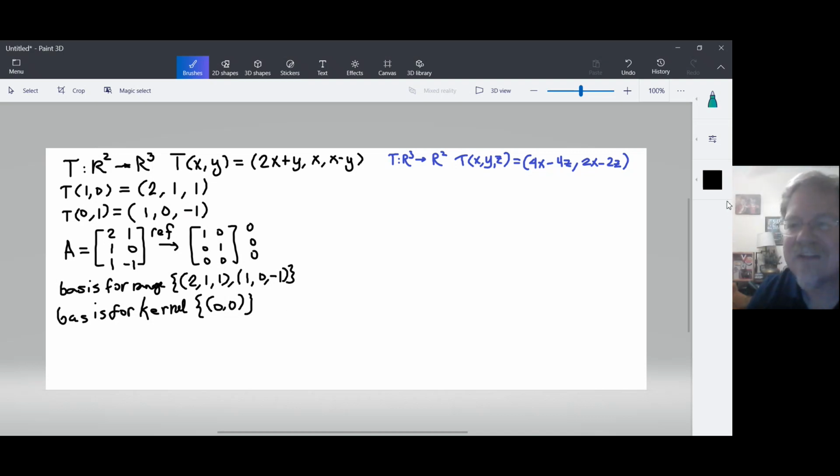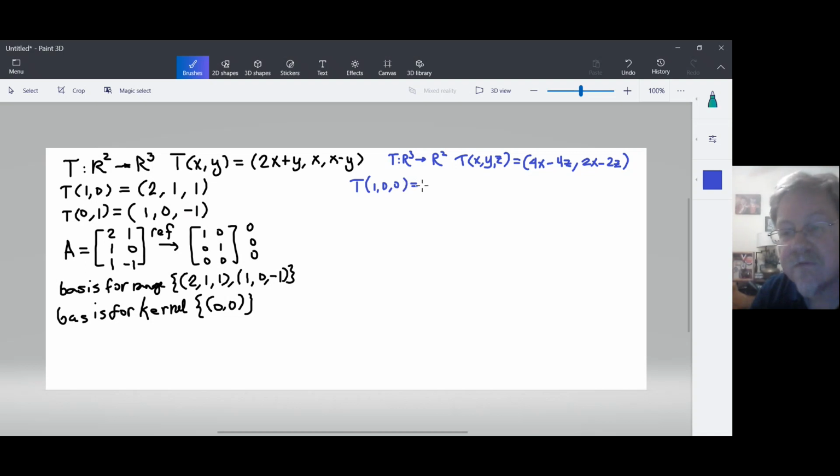Okay, let's look at the problem on the right, the one in blue. This is a little bit different because it's a transformation from R3 to R2. We've got x, y, z gets mapped to 4x minus z, comma, 2x minus 2z. That's a bit interesting. So we'll proceed as we did before. We will see where the standard basis gets mapped.